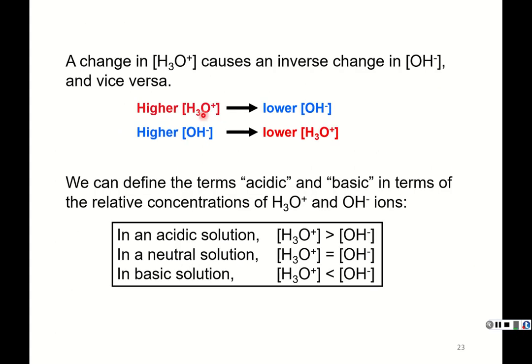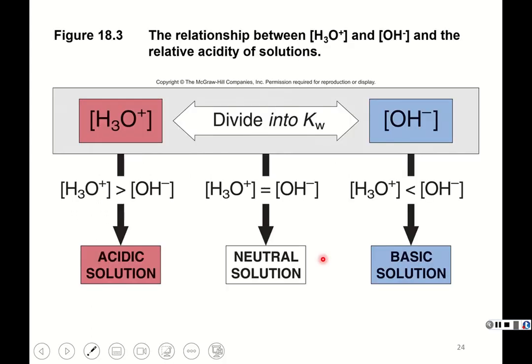Okay. So higher H plus concentration means lower OH minus. Higher OH minus means lower H plus. In that sense, this is how we define the terms acidic and basic. In an acidic solution, you have more hydronium ion or protons than you do OH minus. In a basic solution, you have less H3O plus or H plus than OH minus. Neutral means they're equal.